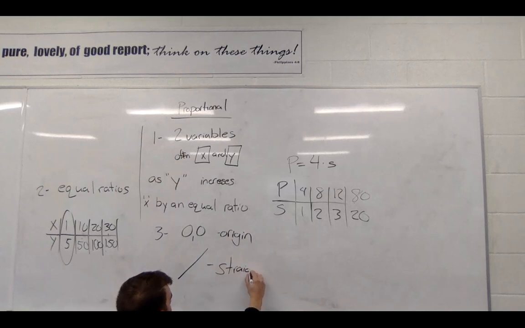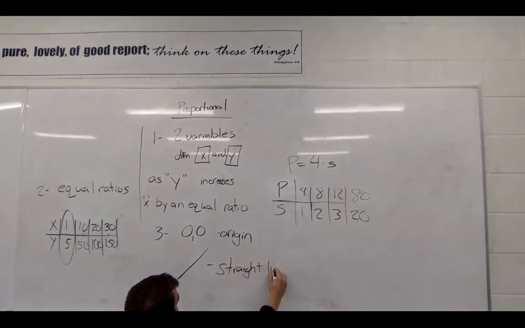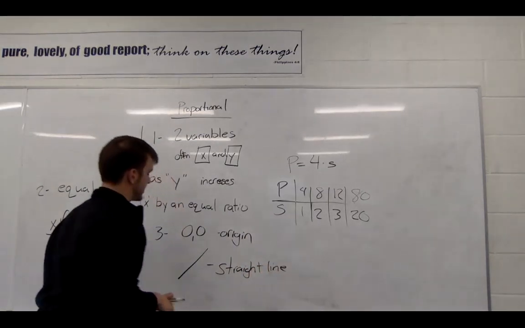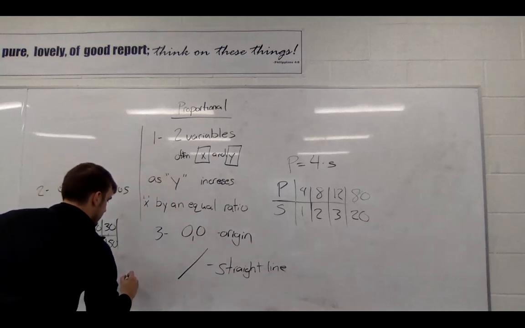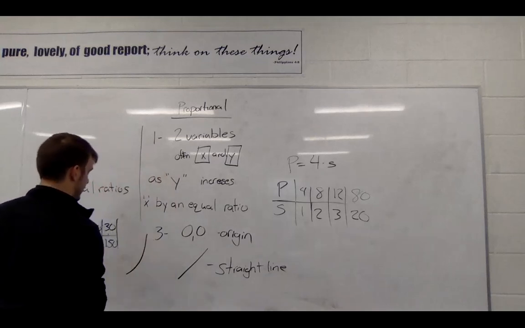If you graph these points and put a line between them, that line will be straight. It will not start out straight, but then go up.